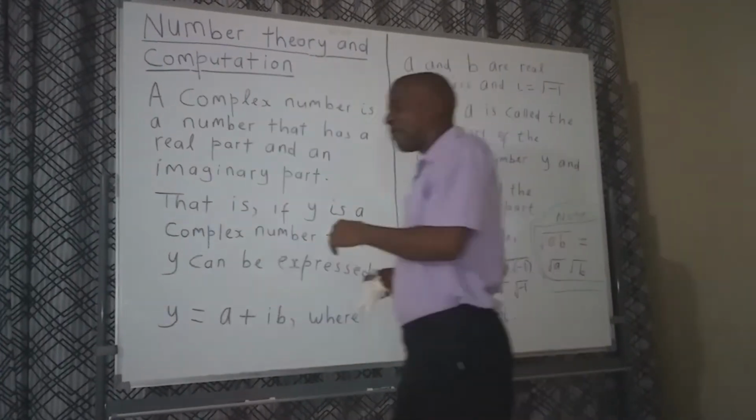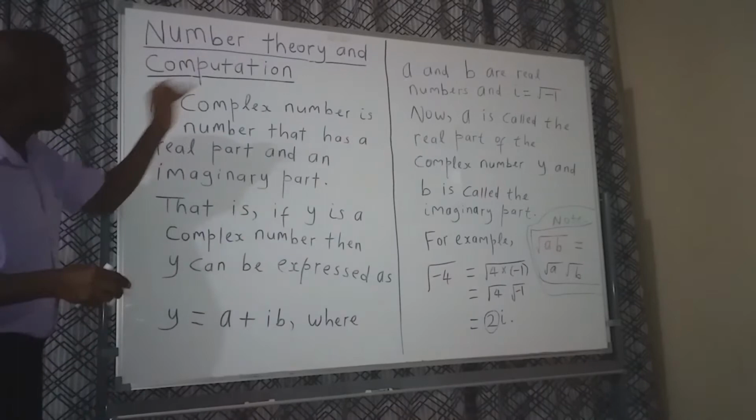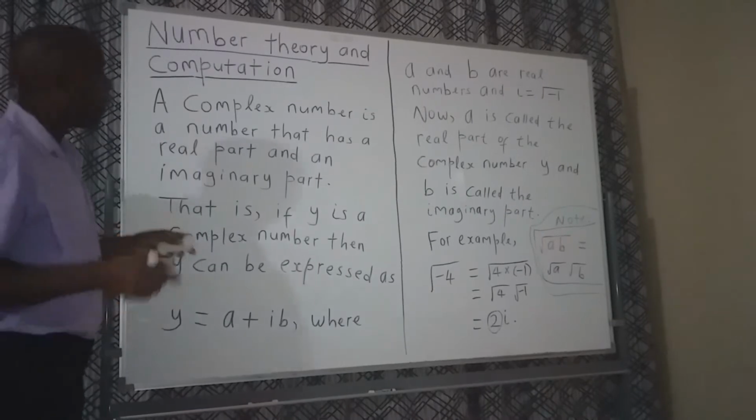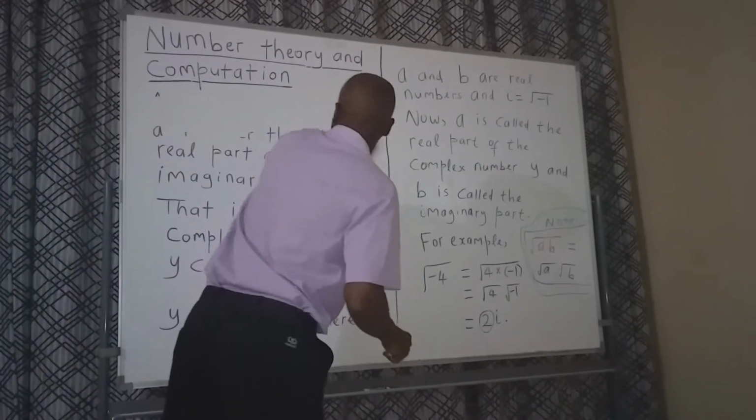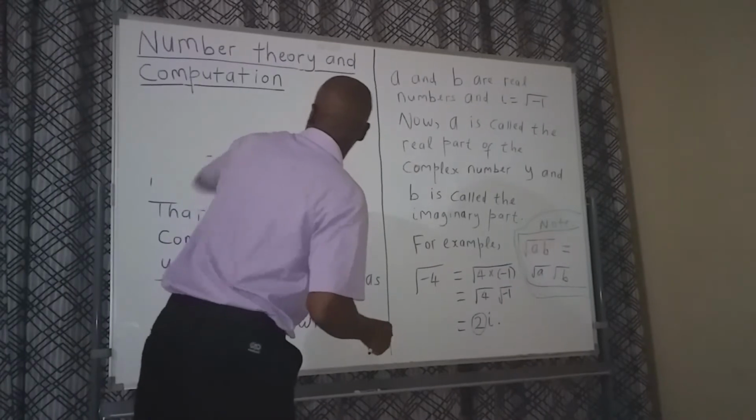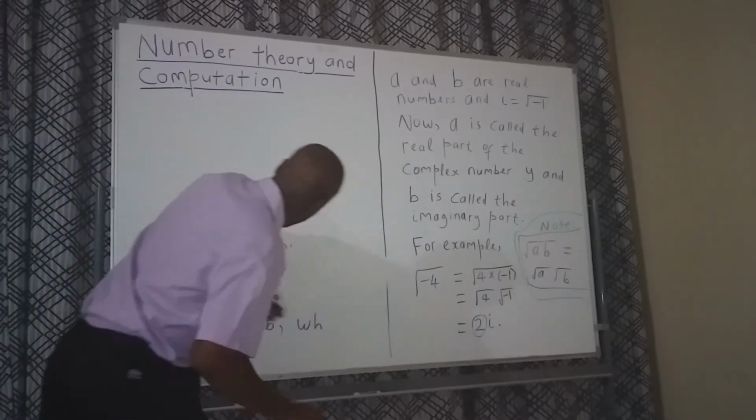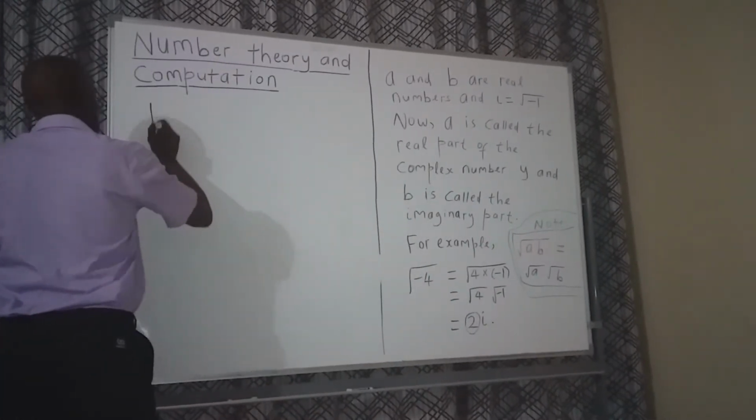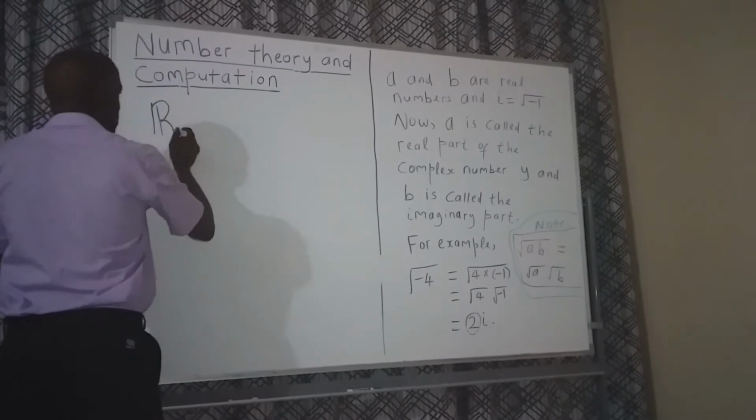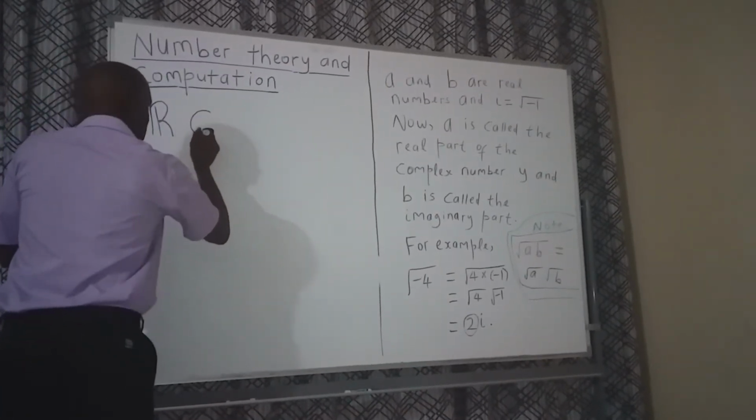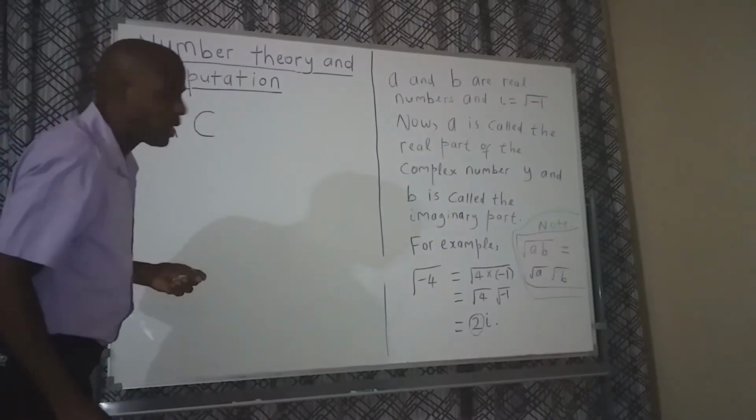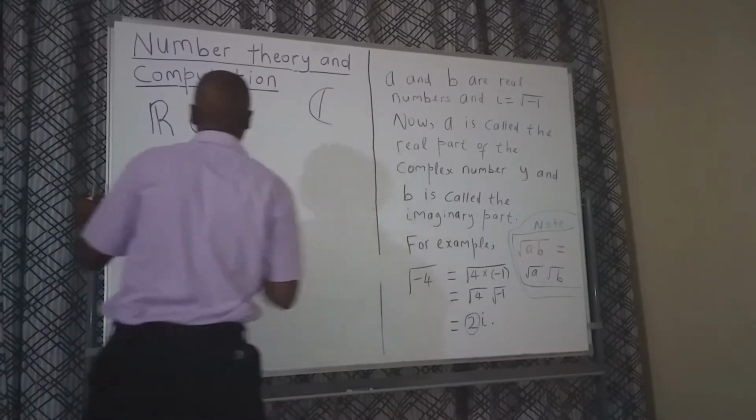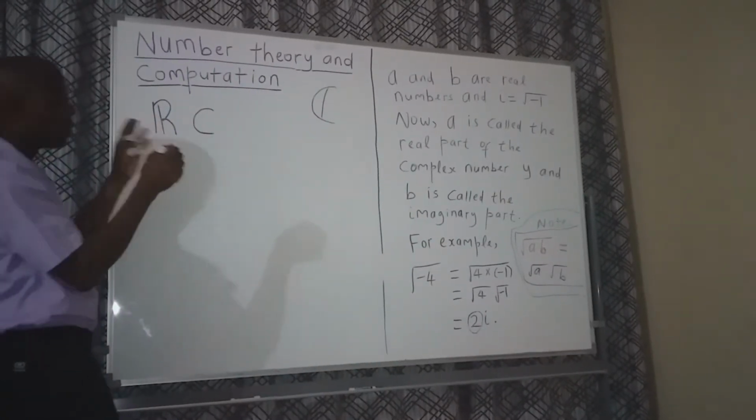Okay, so we have talked about real numbers in the last video. From this we can see, ladies and gentlemen, that real numbers are a subset of complex numbers. And of course, the symbol of a complex number, which I should have told you, is a C like that. So the real numbers are a subset of complex numbers.